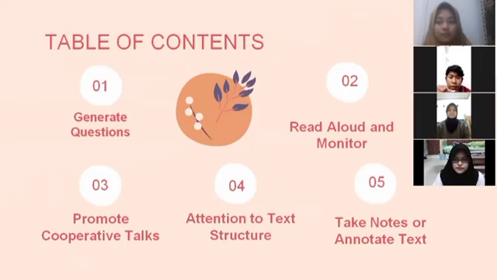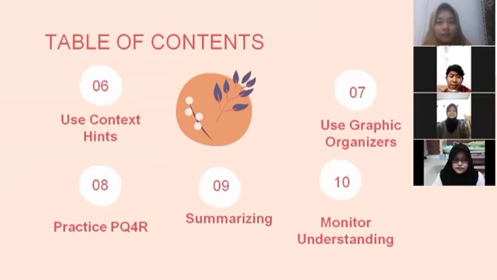The first one is generate questions. The second is read aloud and monitor. The third is promote cooperative talks. The fourth is attention to text structure. The fifth is take notes or annotate text. And the sixth is use context hints. Seven is use graphic organizers. And the eighth is practice PQ4R.